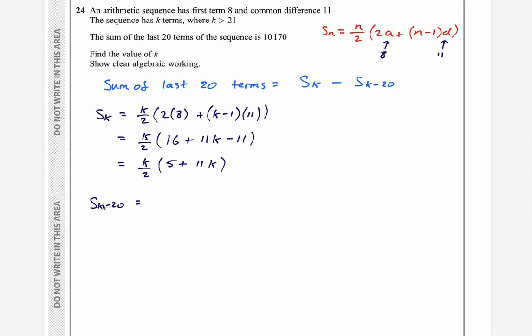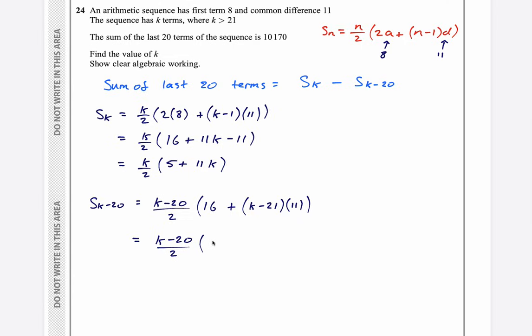Now, I just have to sub k minus 20 in for n. So this is going to be k minus 20, that's n over 2, brackets, 2a, that's my 2 times 8, I'll just put in 16, plus k minus 20 minus 1. So that's k minus 20 minus 1 is k minus 21, because it's k minus 20 minus 1. And then the d is 11. Okay, k minus 20 over 2.